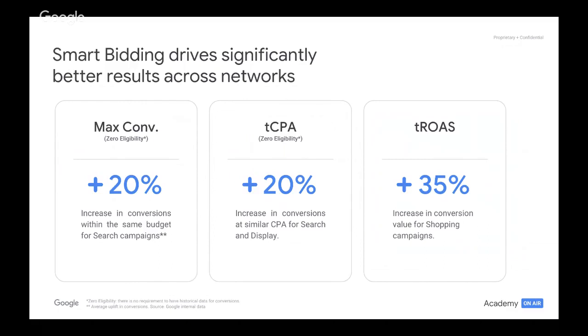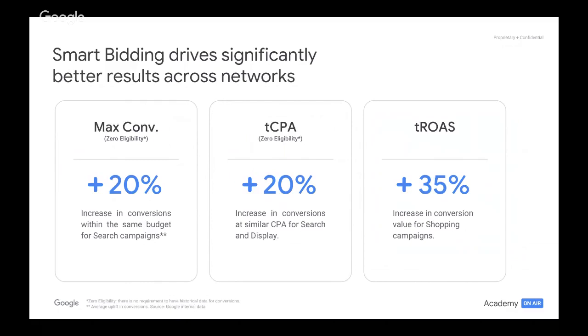And then if we look at Target ROAS on the right-hand side, which for us and the people that we work with is the holy grail and the one that we want to go for, because it goes that level deeper, not just looking at conversion action, but what is the value of the conversion. So with Target ROAS, you can expect on shopping campaigns a 35% uplift in conversions, which is fantastic.